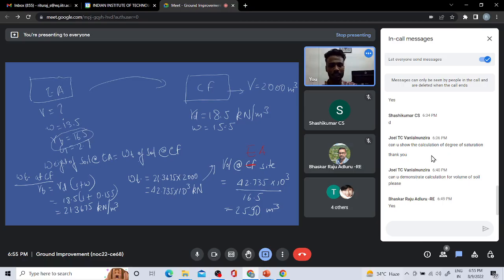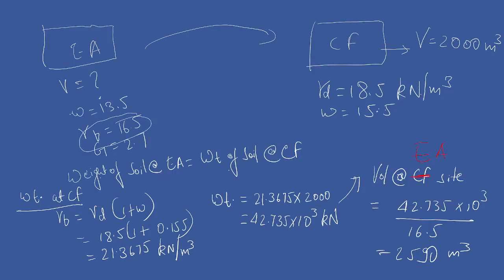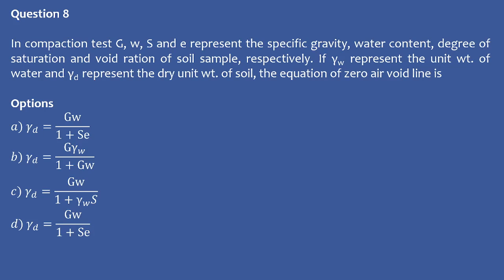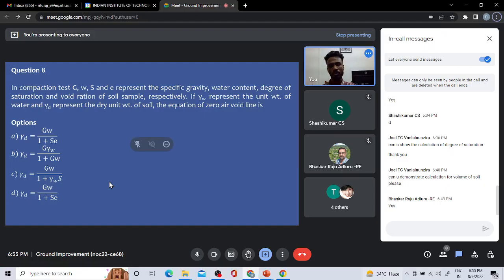So, anyone else having a doubt regarding that? So moving to our next set of questions. What will be the equation for the zero air void line? Among these four options, you can select one. In the maximum dry density versus optimum moisture content graph, we have the zero air void line. So what will be the equation for it? It's a straightforward question, right? You can answer.